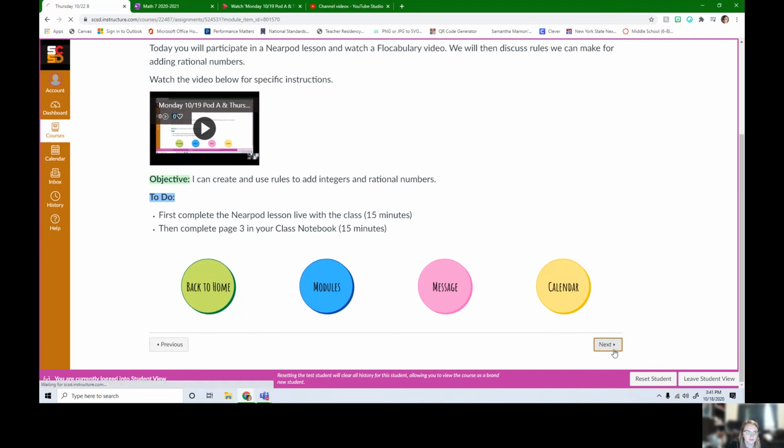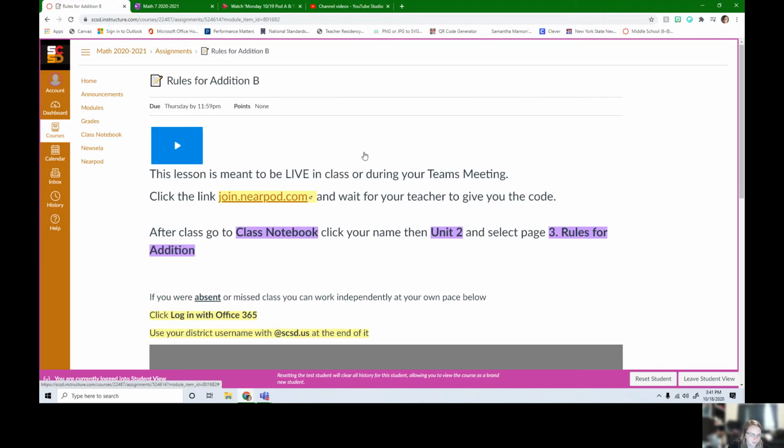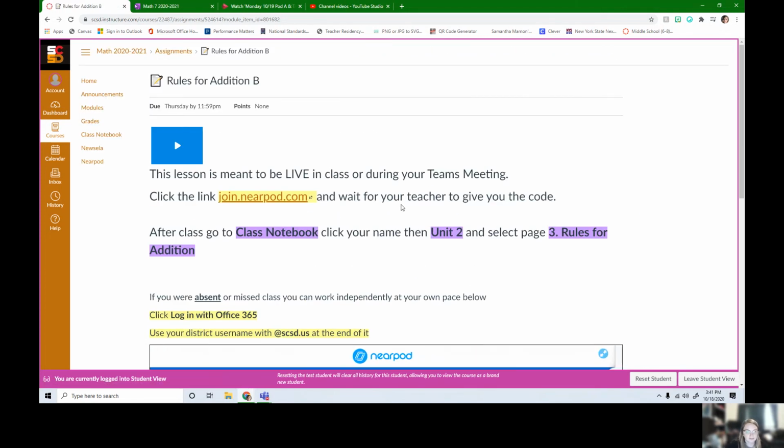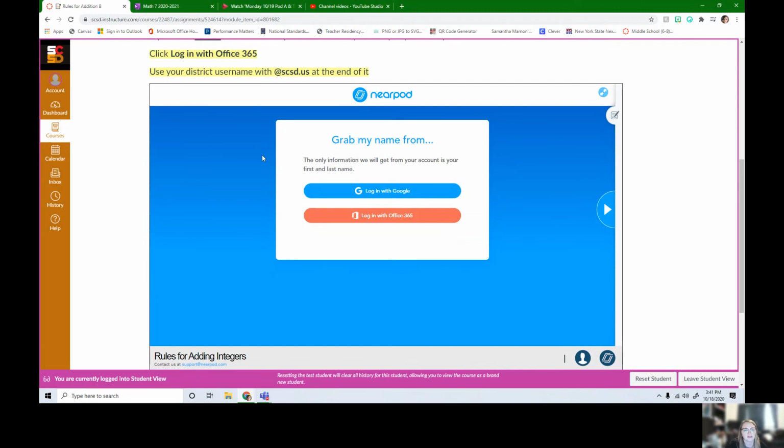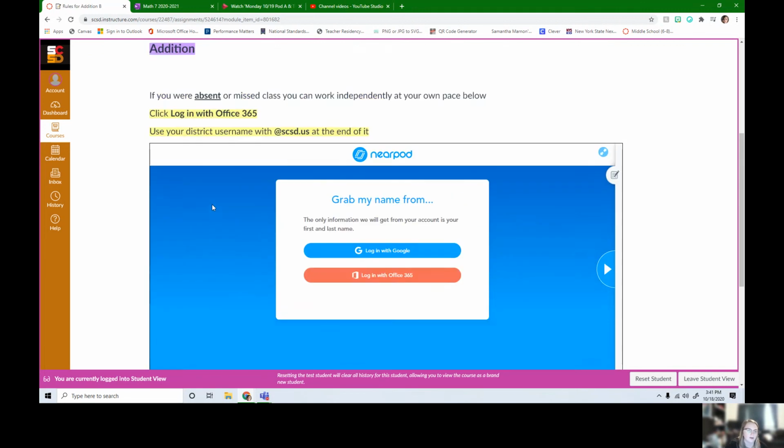When we are in person, we're going to have a Nearpod. If your student brings their device to school, they'll be able to join the Nearpod live in class. They'll go to join.nearpod.com and I'll give them the code in class. If your student is absent from class for whatever reason, the Nearpod is also right here, embedded right on there.